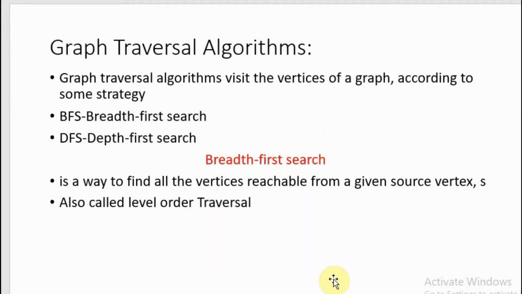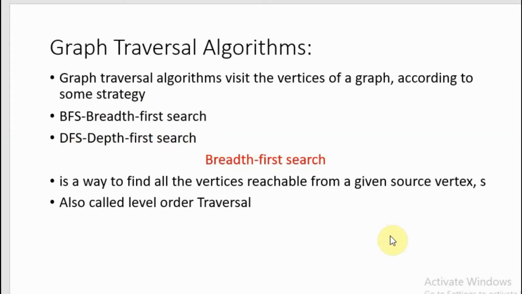Students, today we are going to deal with graph traversal algorithms. A graph traversal algorithm visits the vertices of a graph. It will be visiting all the vertices inside the graph according to some strategy. There are two methods of graph traversal. One is BFS, another one is DFS. BFS is breadth first search and DFS is depth first search.